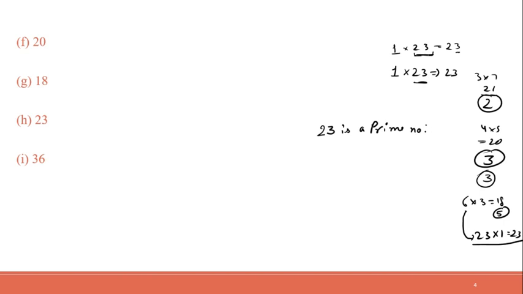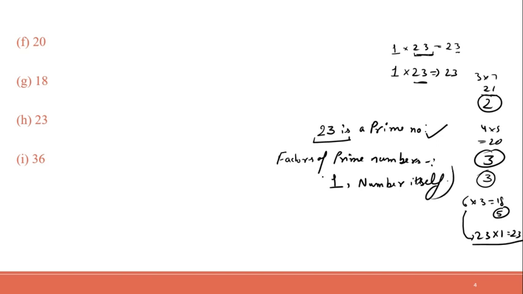Prime number. We will discuss prime numbers in detail in our next video. But I am telling you now that prime numbers are the numbers whose factors will be 1 and the number itself. Got it? So these are the prime numbers. That means 1 and the number itself are the factors of 23.